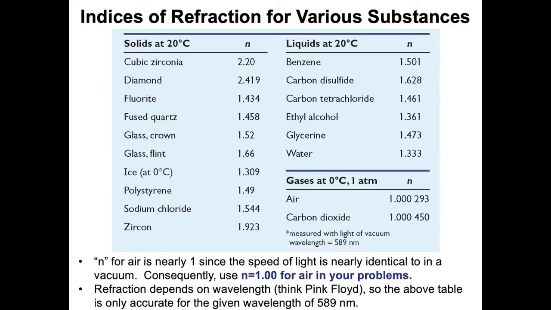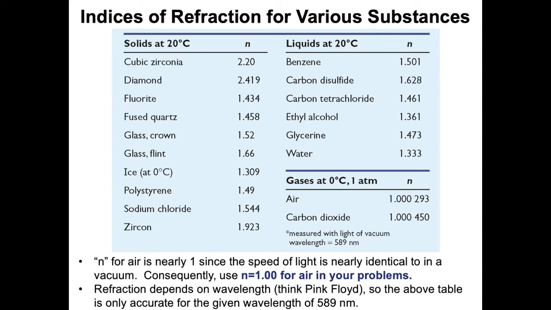So this is a table that's on page 490 in your textbook. It's really helpful because it gives you a list of indices of refraction for a lot of various substances. You'll notice on this table for air, it's nearly 1. And the speed of light is nearly identical in air as it is in a vacuum. So subsequently, since we're not doing super exact calculations in here, for air we're just going to leave our index of refraction at 1. But you'll also notice that the refraction will depend on the wavelength.